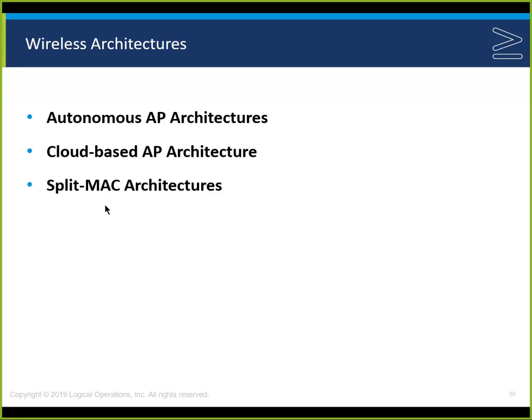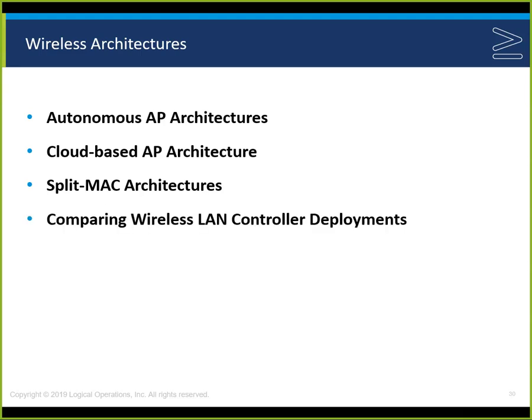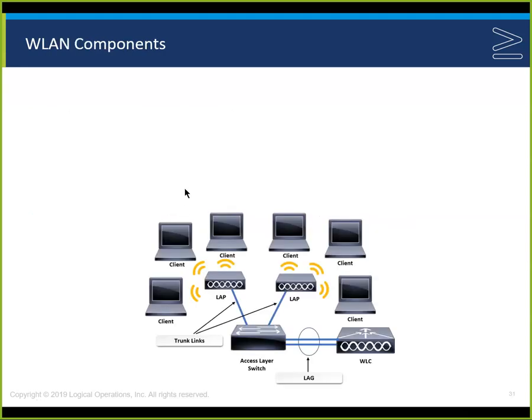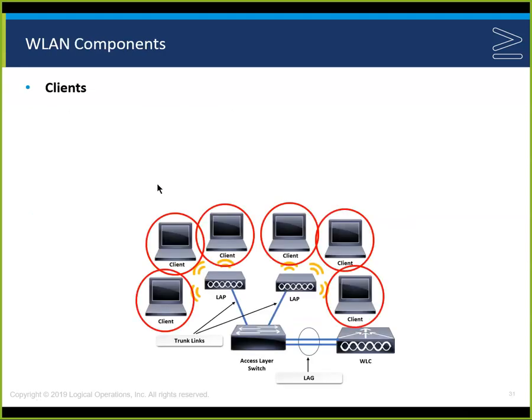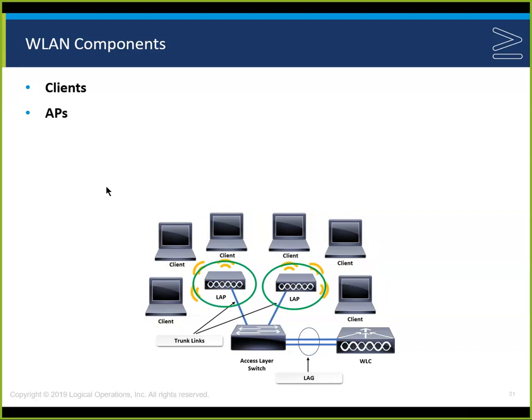Split MAC architectures, and we'll look at some of these things as we go through. And then LAN controller deployments are the things that we want to look at as we go through here. The wireless LAN components are going to be the clients, the devices that want something. The access points are going to be the servers. They're going to serve up a connection that we have here.